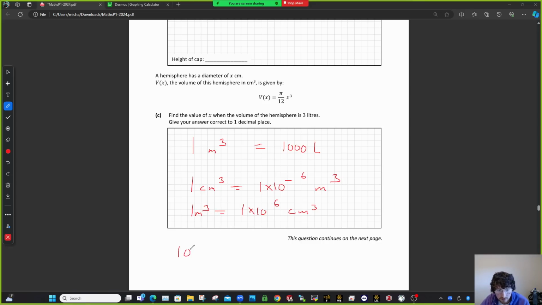1,000 liters. 1,000 liters equals 1 by 10 to the 6 centimeters cubed. So 1 litre then, that's 10 to the 3, is equal to, you divide 10 to the 3 by 10 to the 6, and you're left with 10 to the 3 centimeters cubed.